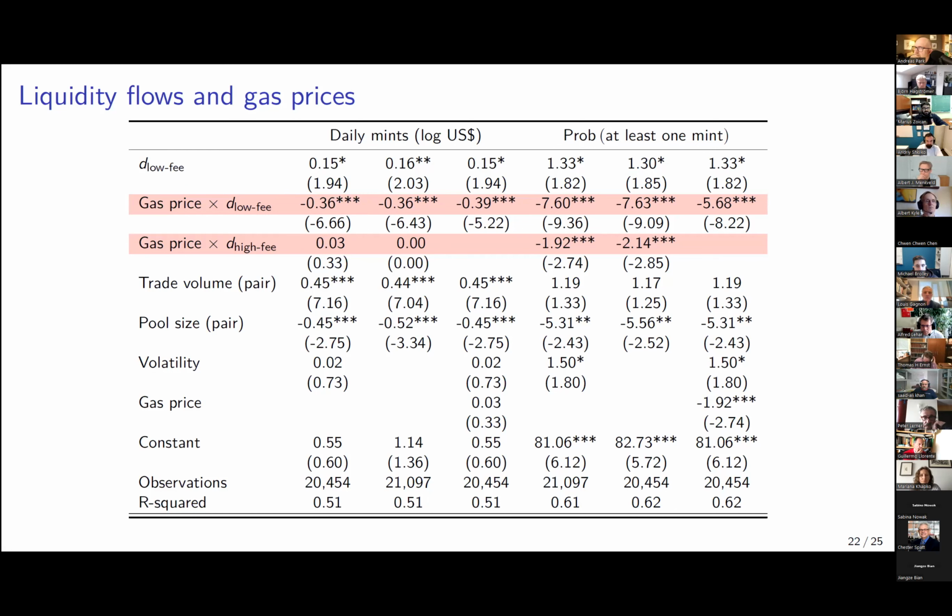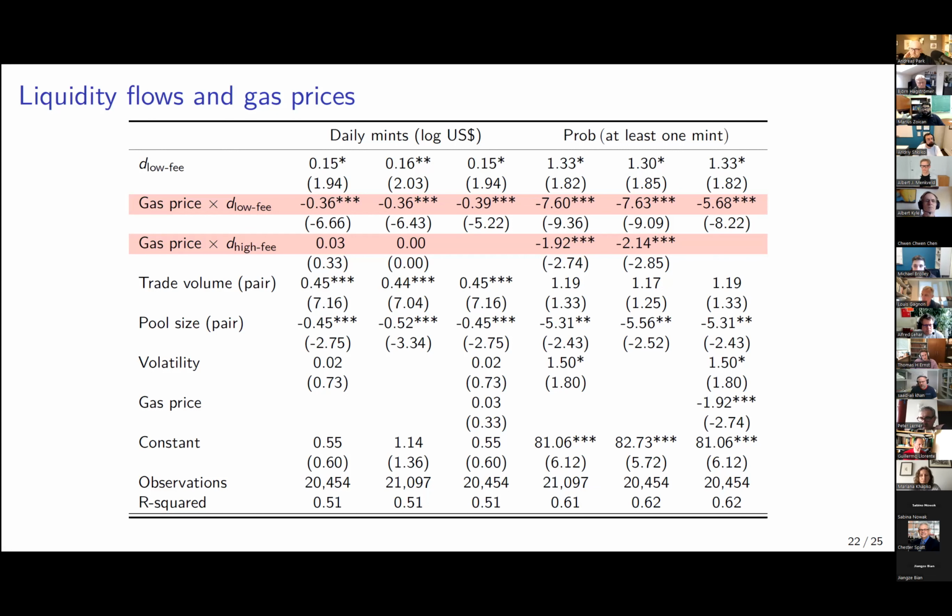Liquidity provision on the high fee pools doesn't seem to be affected that much by changes in gas prices, which is again consistent with how we think about the model. High gas prices mean people migrate from the low fee pool to the high fee pool, and that's why we see a little bit of a positive effect, whereas some people might be crowded out of the market, right, from the high fee pool. So on the high fee pool, the effect is not clear.